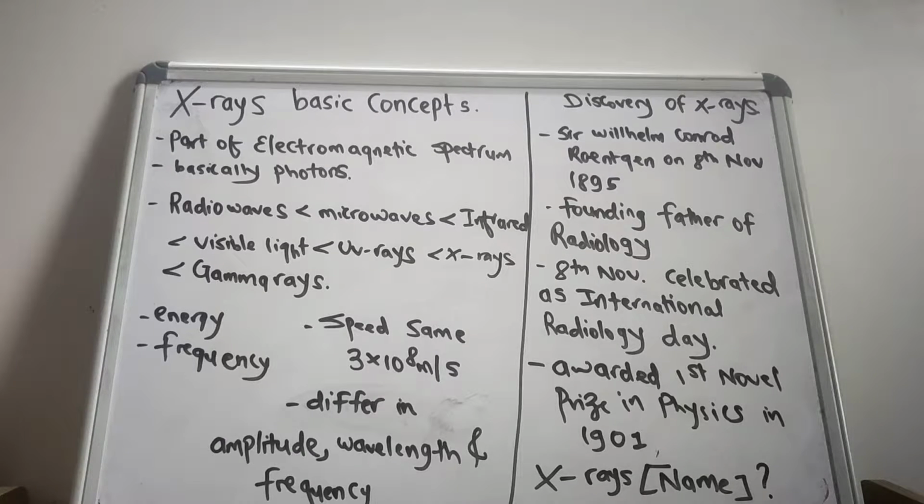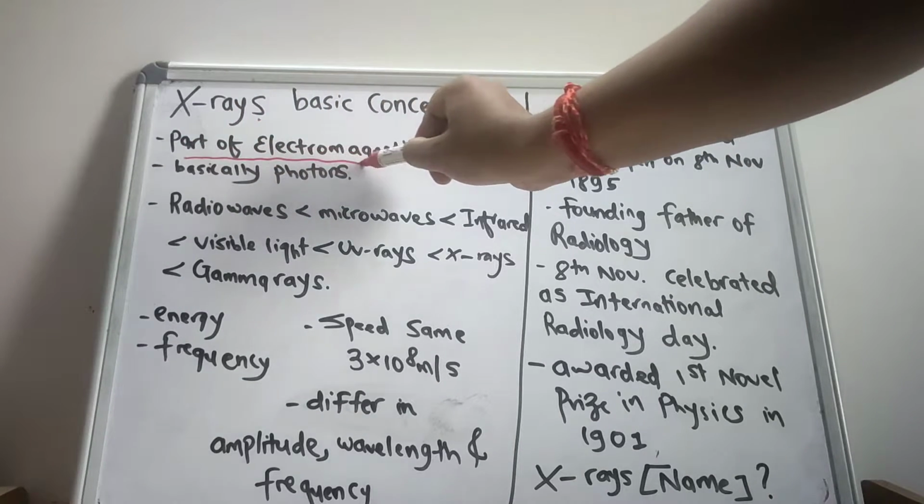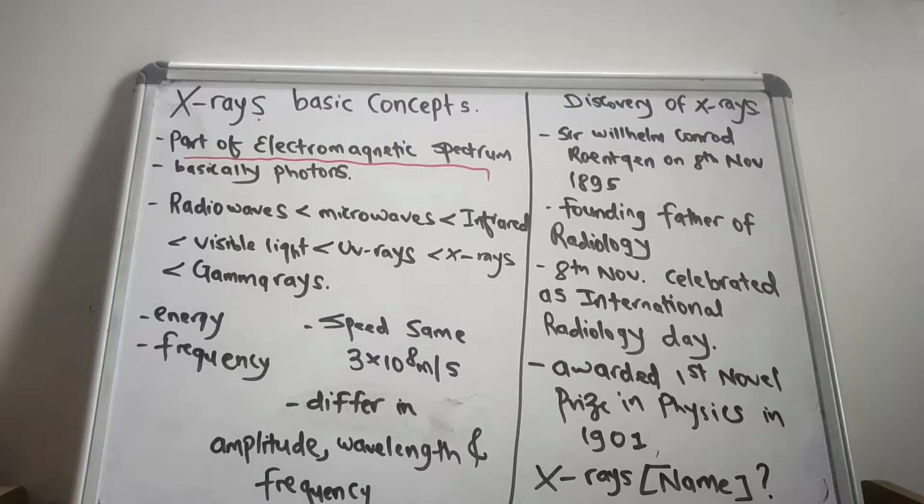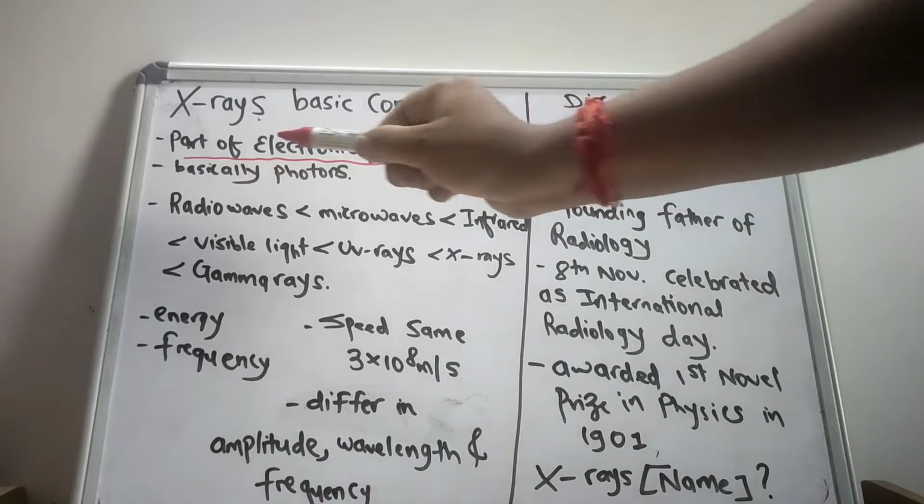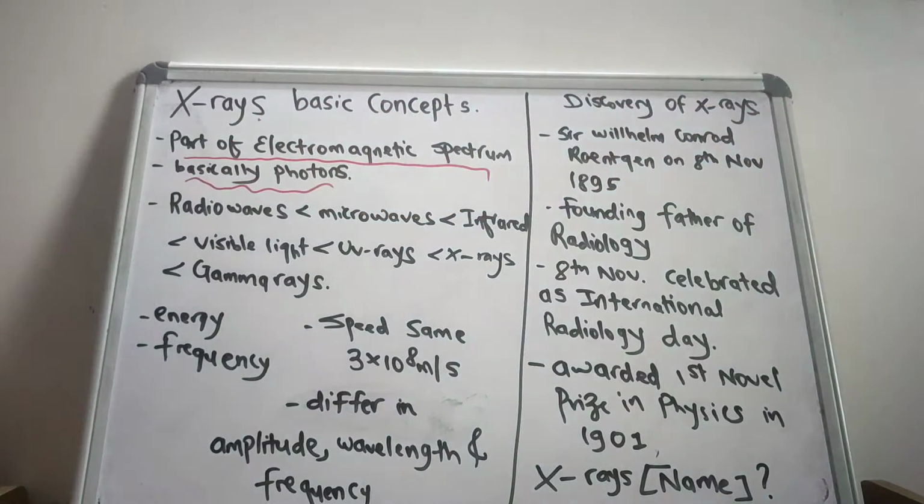Now let us start with the introduction of the electromagnetic spectrum and the discovery of X-rays. So basically the X-ray itself is a part of the electromagnetic spectrum. So what is the electromagnetic spectrum? The electromagnetic spectrum comprises energy components, and those energy components are basically photons. They propagate in space by the combination of the electric and the magnetic field.